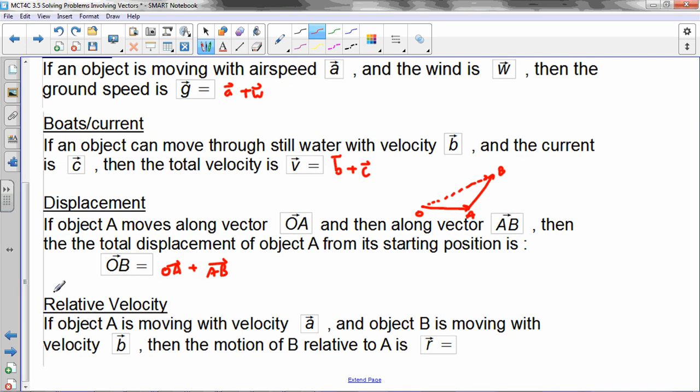Similar to this displacement from the 3-minute review is the relative velocity question. If object A is moving with velocity A and object B is moving with velocity B, then the motion of B relative to A is, and R is the relative velocity, B minus A, the velocity of somebody else with respect to you. So I've got an example for this, and you don't have this in your notes, but it'll illustrate why we subtract.